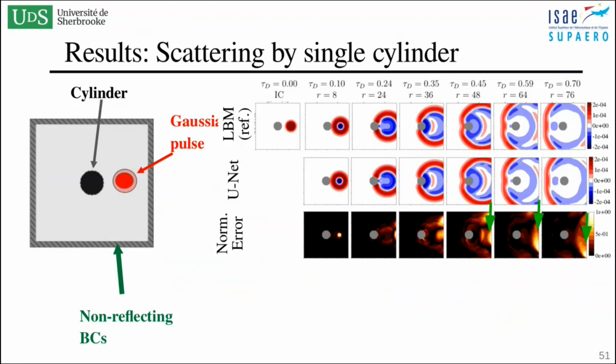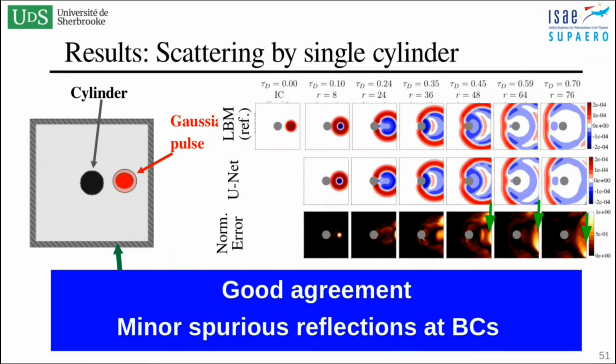So we see that we are in very good agreement with respect to the LBM reference, and the main error concentration is seen next to the boundary conditions. And this is actually coming from some minor spurious reflection at these boundary conditions. But again, we have a very good agreement overall.